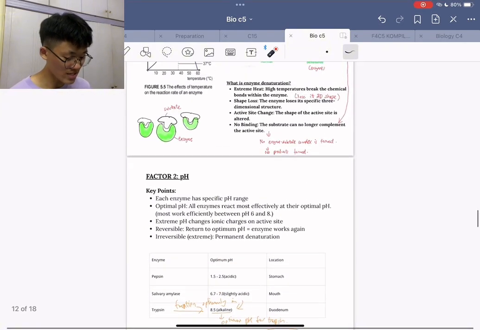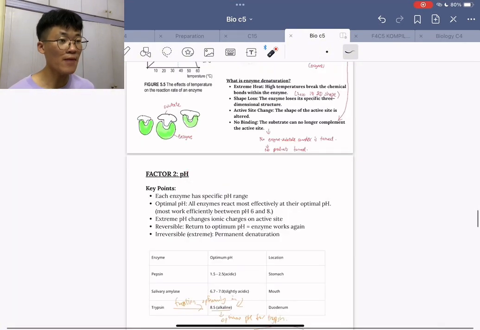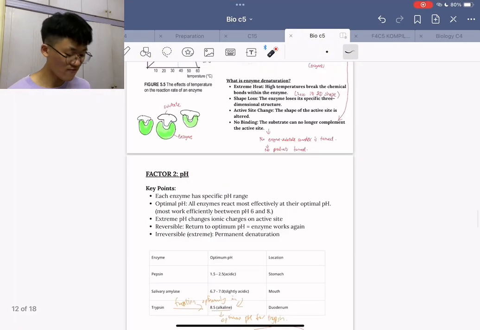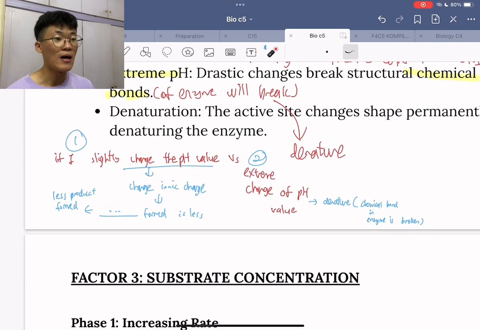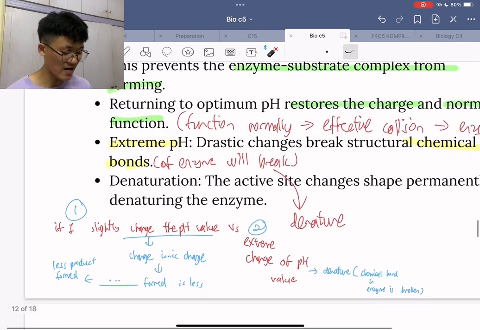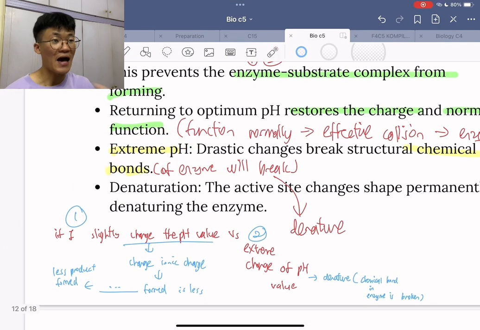So what I want to tell you is that for pH, every enzyme has its own optimum pH. If I slightly change the pH, never mind. This will prevent the enzyme substrate complex from forming. But once I restore the pH value, it will go back to functioning normally. But what if there is an extreme pH change? Extreme pH change will break the chemical bonds. The active site will be changed. No more enzyme substrate complexes are formed. No products are formed. You get me?